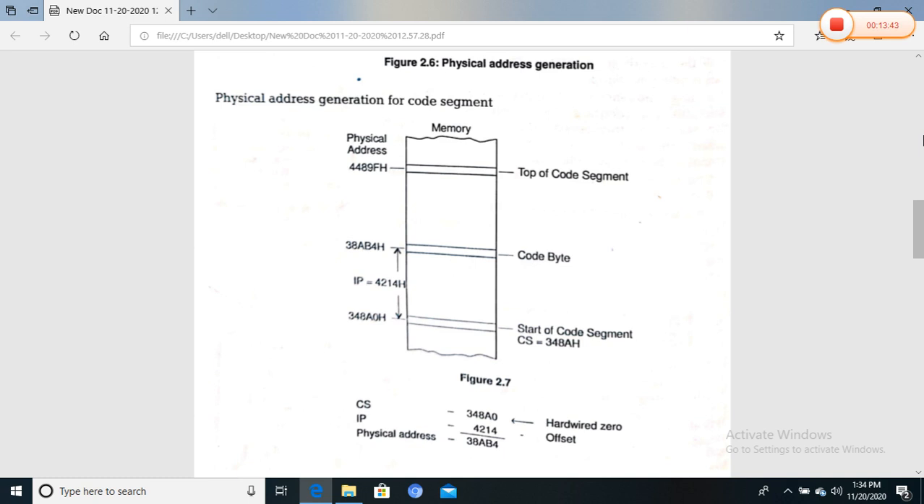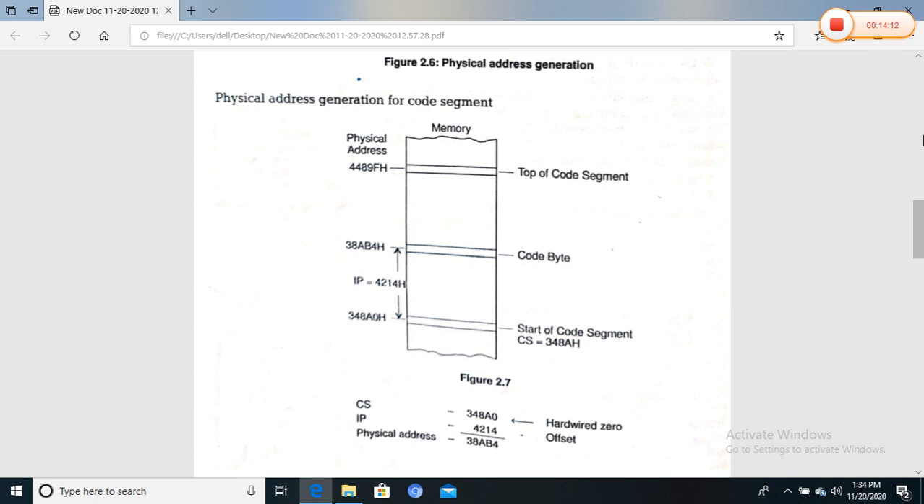So A is 10, B is 11, 12, 13, 14, and 15 is F. So we add 0 plus 4, 4. A plus 1, 10 plus 1, 11, and 11 is represented in hexadecimal as B. Next, 8 plus 2, 10, and 10 is represented in hexadecimal as A. So the answer is A. 4 plus 4, 8, and 3. So that answer is 38AB4.